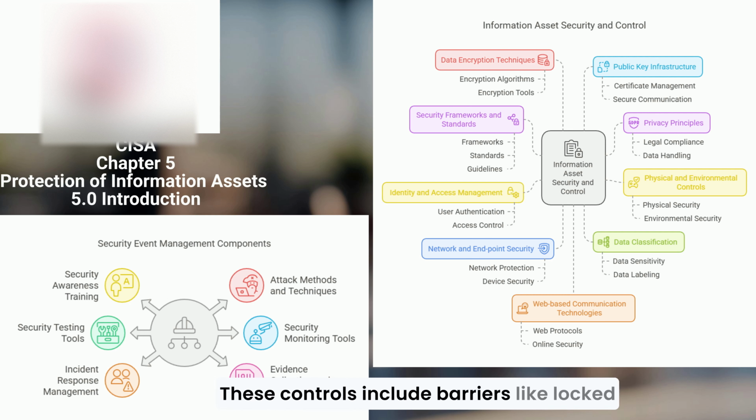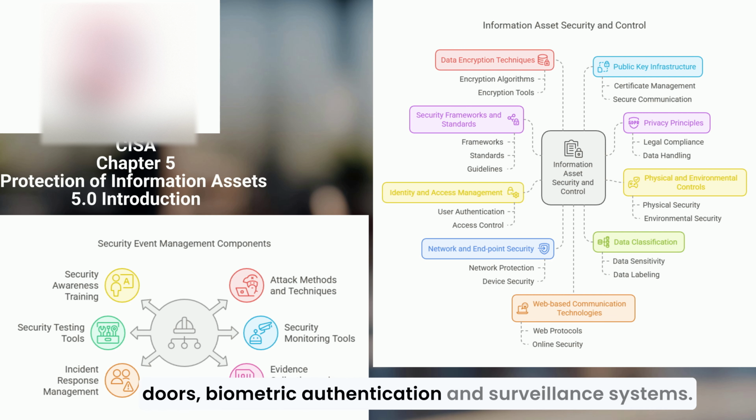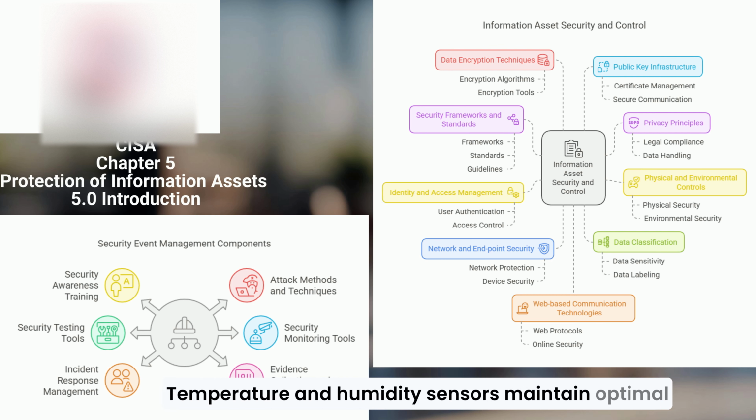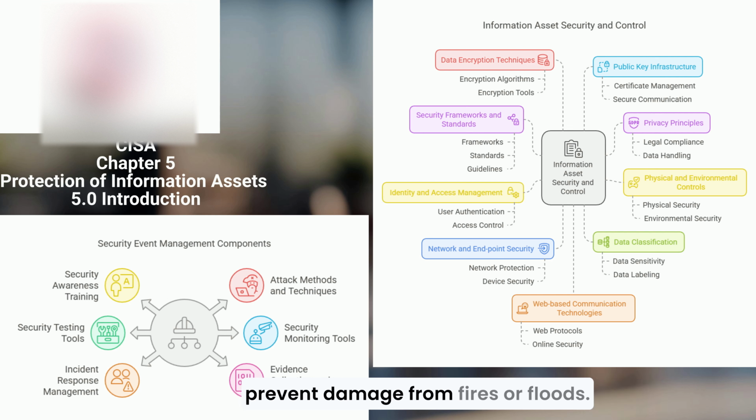These controls include barriers like locked doors, biometric authentication, and surveillance systems, but they also include subtler protections. Temperature and humidity sensors maintain optimal conditions for servers, while emergency systems prevent damage from fires or floods. It's not just about fences and locks, it's about creating an environment resistant to both human interference and natural disasters. Identity and access management. Who gets the keys to the kingdom?